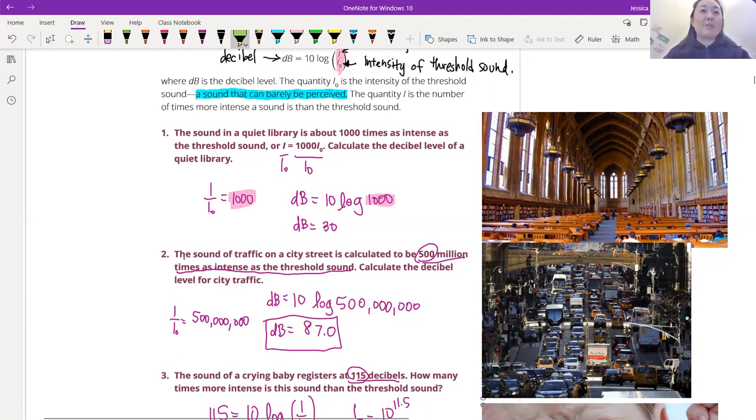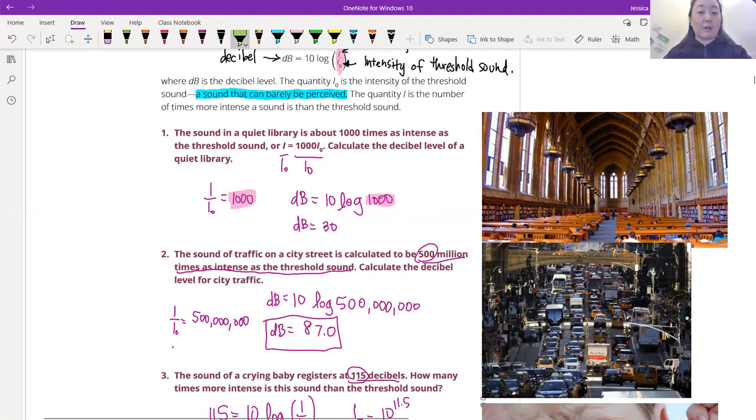So again, the sound of traffic on a city street is calculated to be 500 million times as intense as the threshold sound. Calculate the decibel level for city traffic. So imagine cars going by, maybe there are motorcycles, trucks stopping and delivering stuff, people walking and talking and screaming, running, all the different sounds in a city, which I haven't heard in a while. That's 500 million times as intense as a threshold sound.